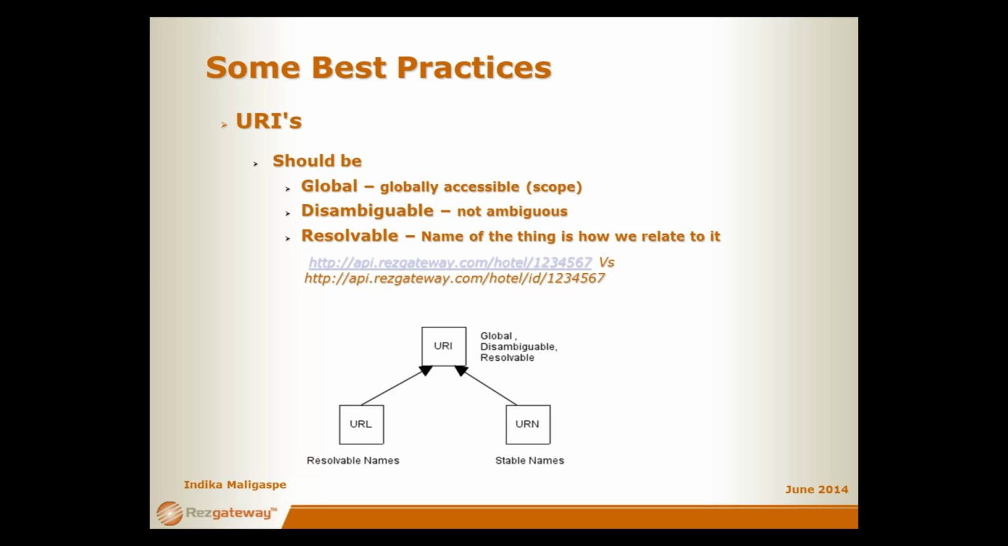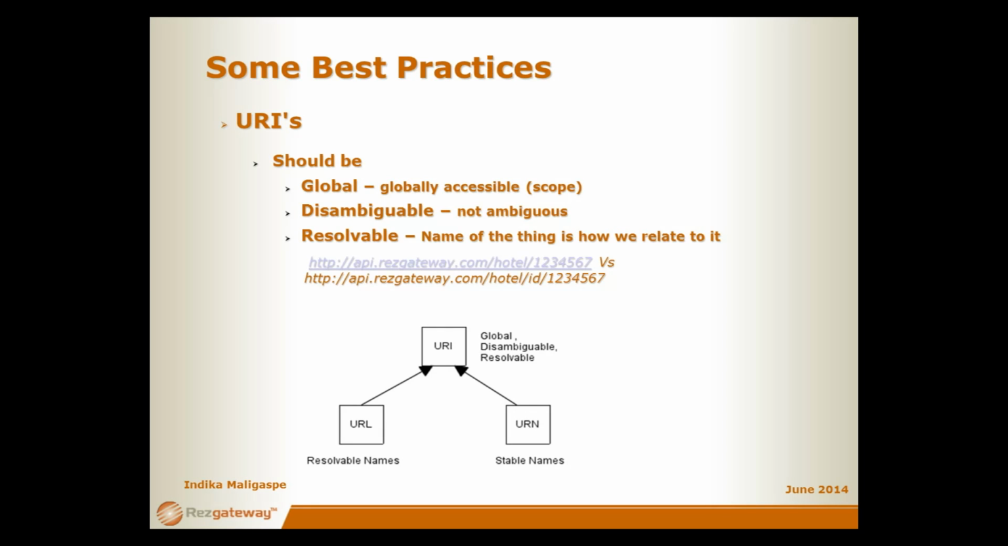So if you take these two examples, the first one says api.restgateway.com/hotel 1234567. This is a global URI. You can access from anywhere. It's having a global scope. It is not ambiguous. You are saying you want hotels and you want a hotel and the hotel is 1234566. Now the problem is this.